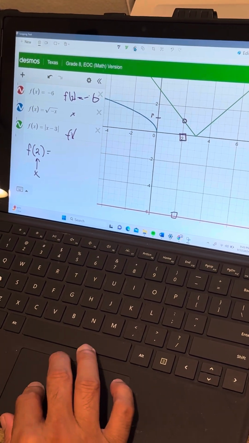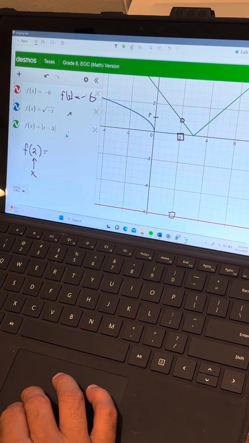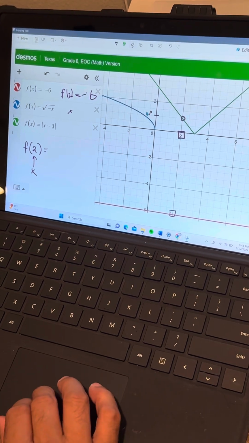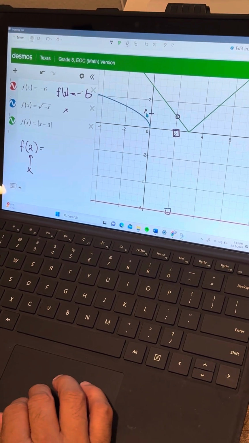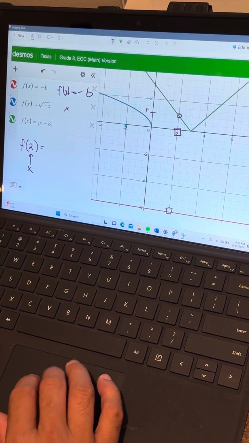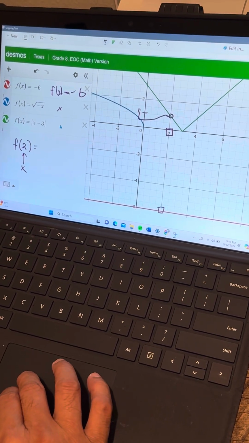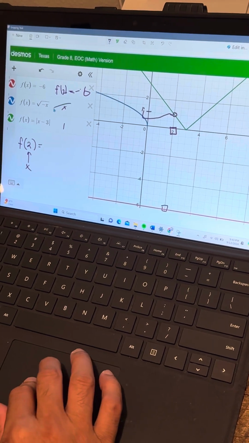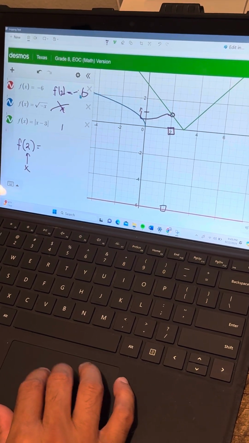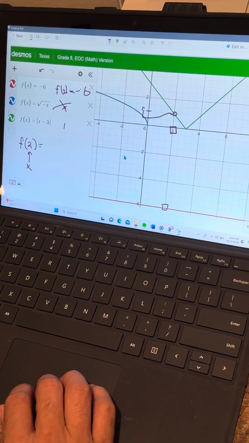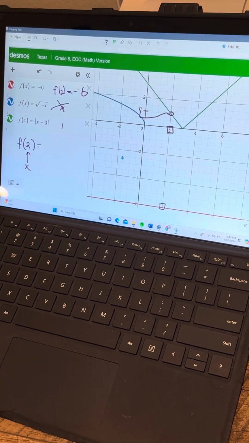Oh yeah, I'm just going to say it's 1. I cannot write it here. Okay, f of 2 is 1 because that's the height of that. This is what I'm talking about here. F of 2 is equal to 1. That's the answer here. This doesn't have an answer. The answer is negative 6. Okay, now let's look at the next question.